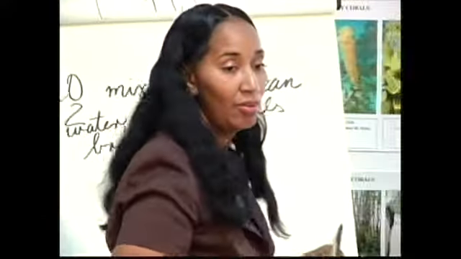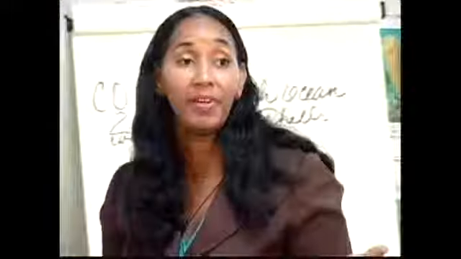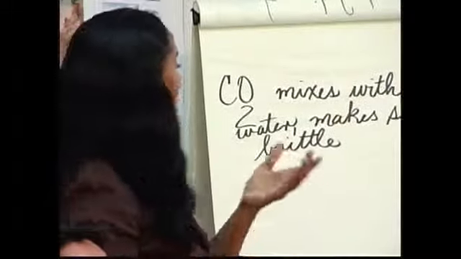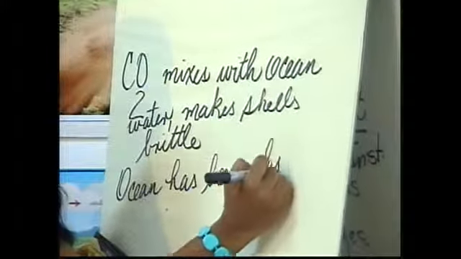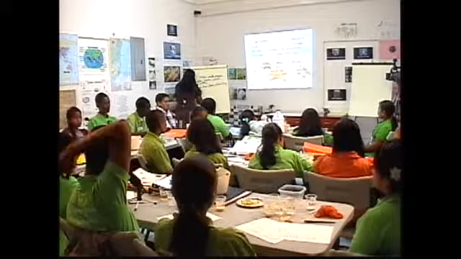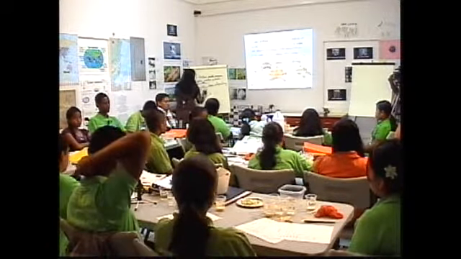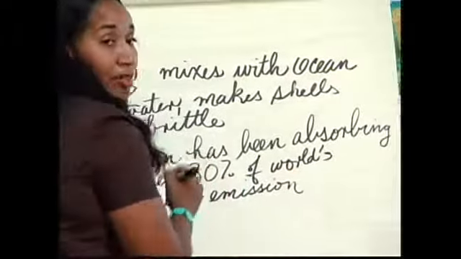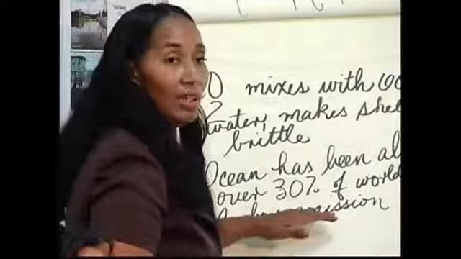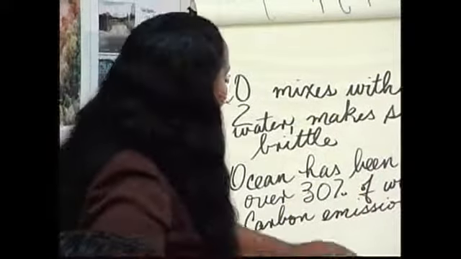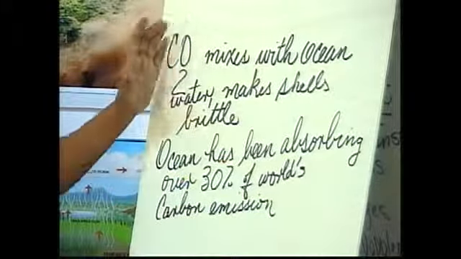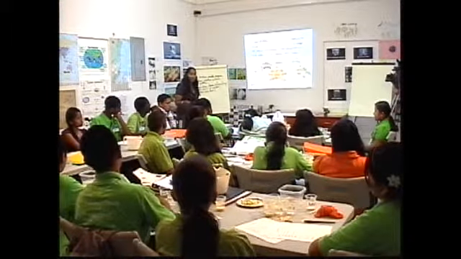Another student, Rosalina. The ocean's acidity has risen 30%. The ocean has been absorbing over 30% of the world's carbon dioxide emissions. This is a very important point that you brought up, because the ocean is now becoming a carbon source. It's collecting more carbon emission from the atmosphere. Yes, Elston? Crustaceans, very good.